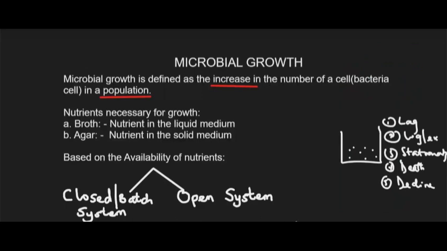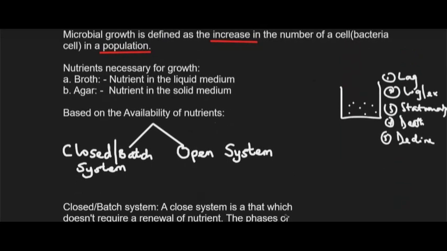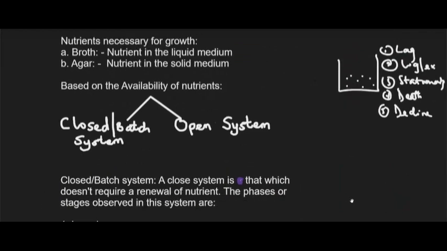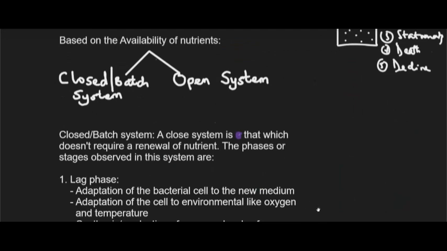If that is the case, let's quickly take the definition of closed system. It is a system which does not require a renewal of nutrients, and in this system you have the first phase, the lag phase.